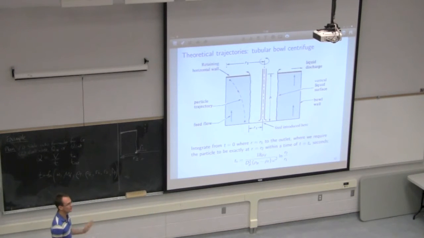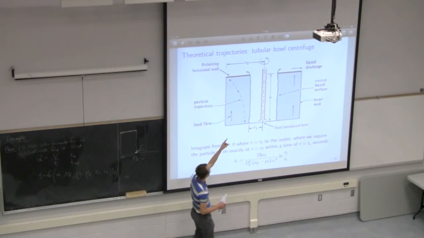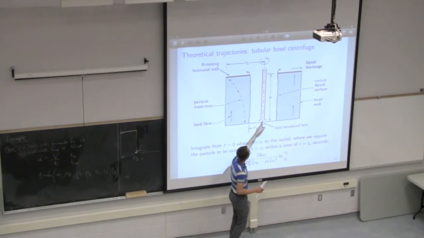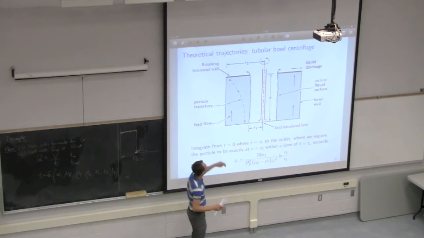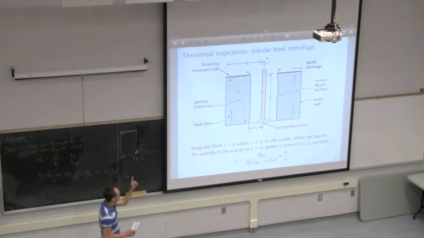There's also a vertical component to the velocity, and that's due to the simple fact that we're feeding new material, new liquid and solid in here on a continual basis. So that new material is coming in and forcing the material up. So the vertical component is simply due to the fluid flow entering and replacement of that fluid. The horizontal component in the velocity vector there is due to the centrifugal force.